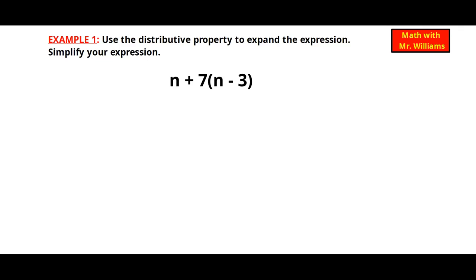Math with Mr. Williams, example 1. Use a distributive property to expand the expression. Simplify your expression. So here we have n plus 7 parentheses n minus 3 in parentheses. So let's go ahead and use our distributive property here.